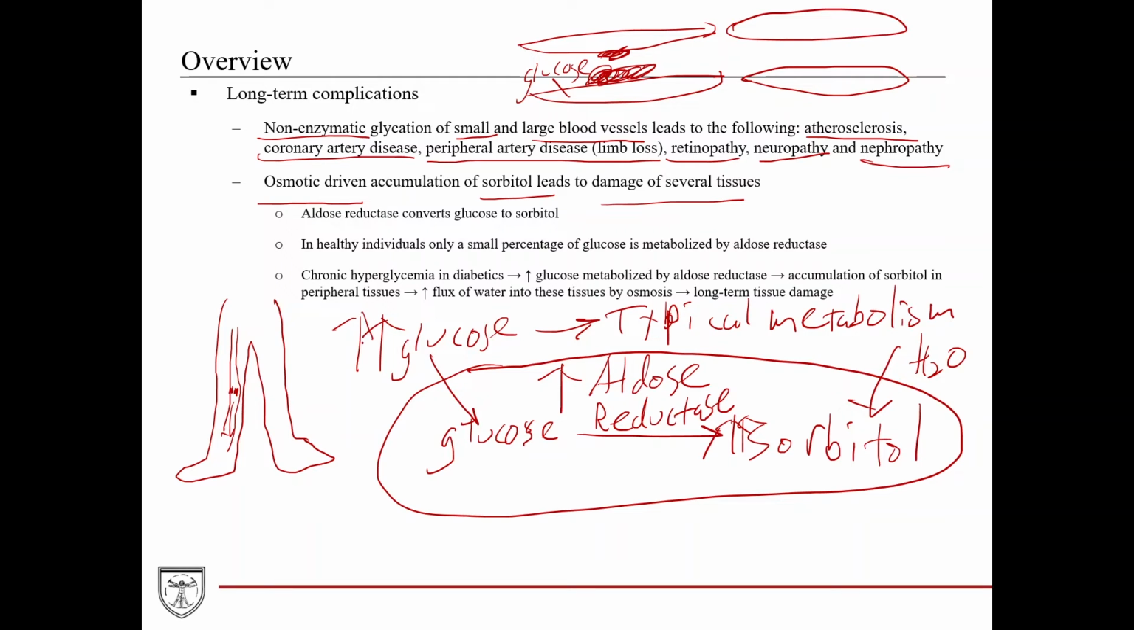And as a result of having this huge flux of water into the tissue, that ends up damaging it. Because when you have swollen tissues over long periods of time, because you keep producing high levels of sorbitol, that's when you create problems. And so again, in healthy individuals, only a small percentage of glucose is metabolized by aldose reductase. In diabetics, however, you get an increased amount. Again: accumulated sorbitol, increased flux of water into these tissues by osmosis, long-term tissue damage.